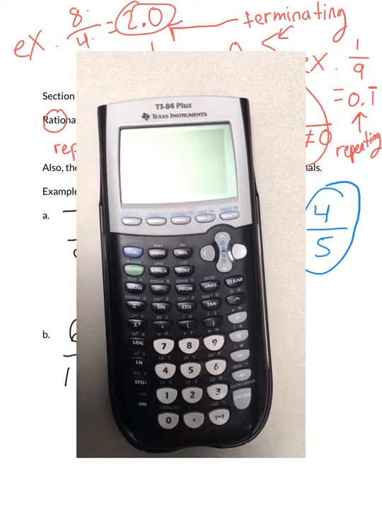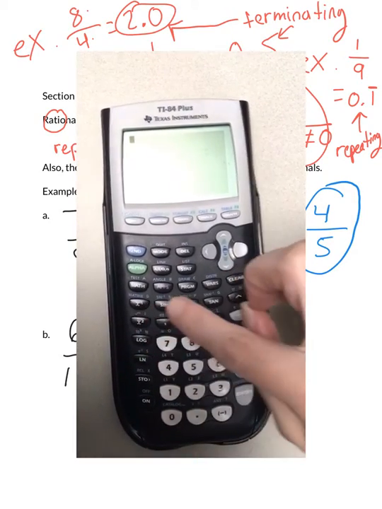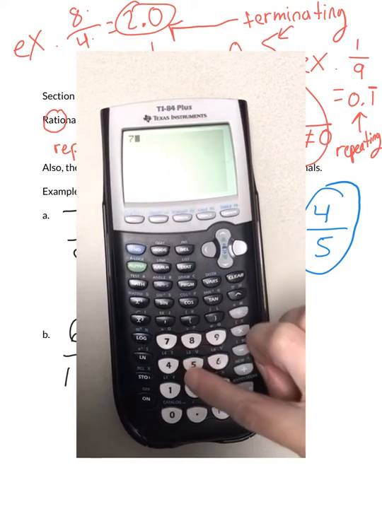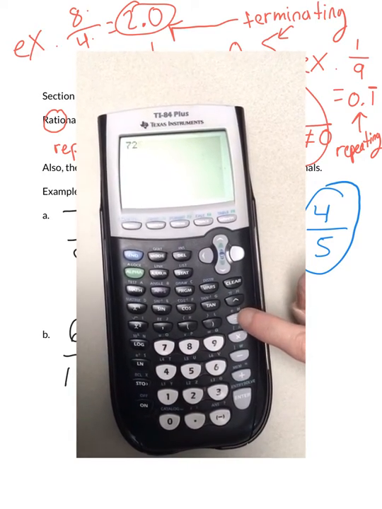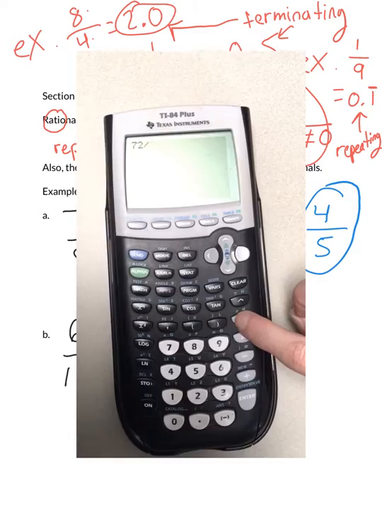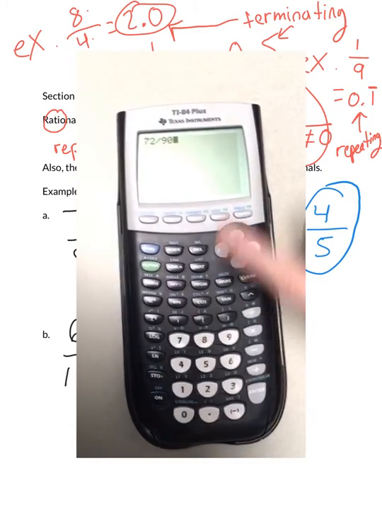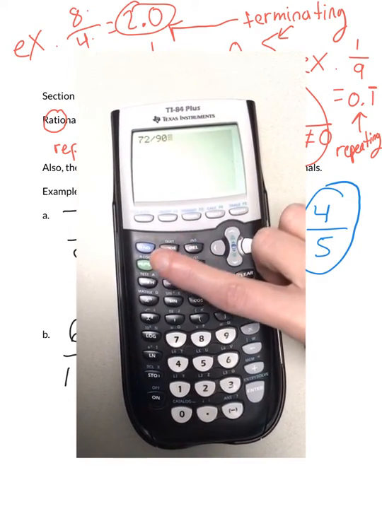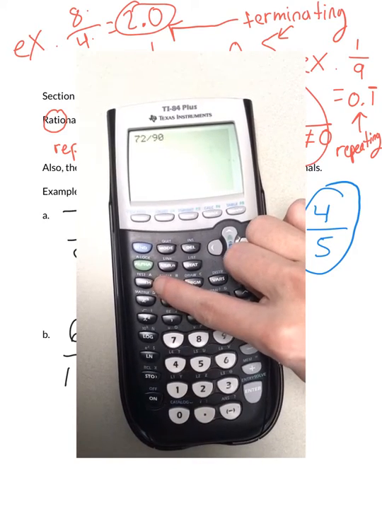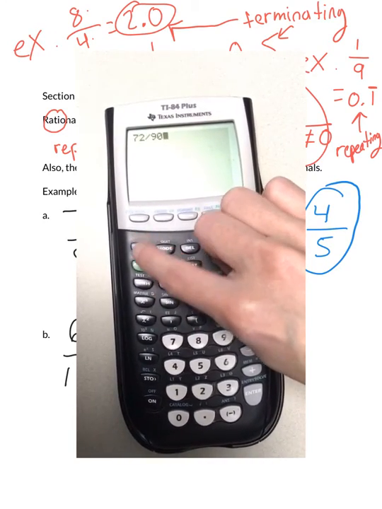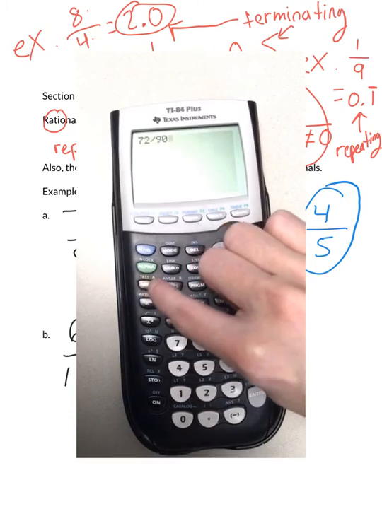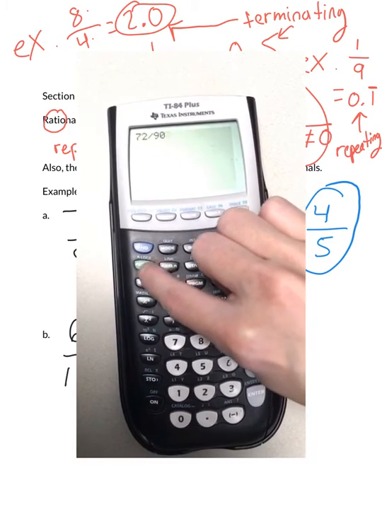To begin, you're going to type in 72 over 90 like you normally would. So 72, fraction bar just means division, so I'm going to hit the division button, over 90. Then you're going to hit the math button to try to reduce it. Math button is the third button down on the left side of the calculator. It's below the colorful alpha button.